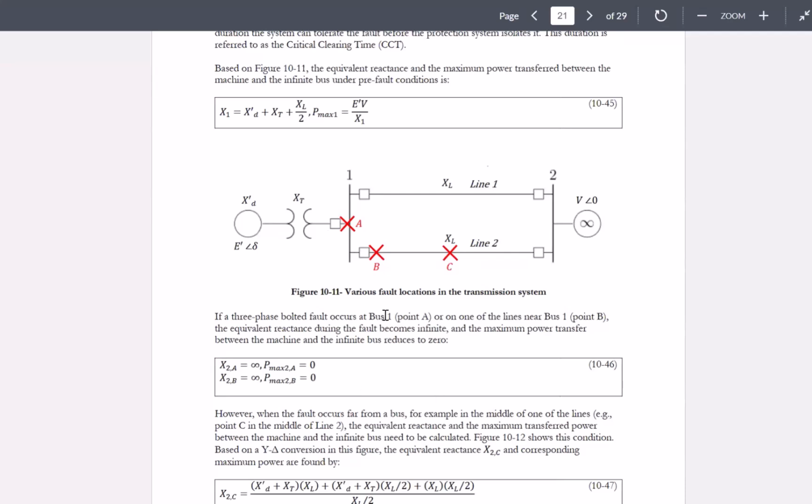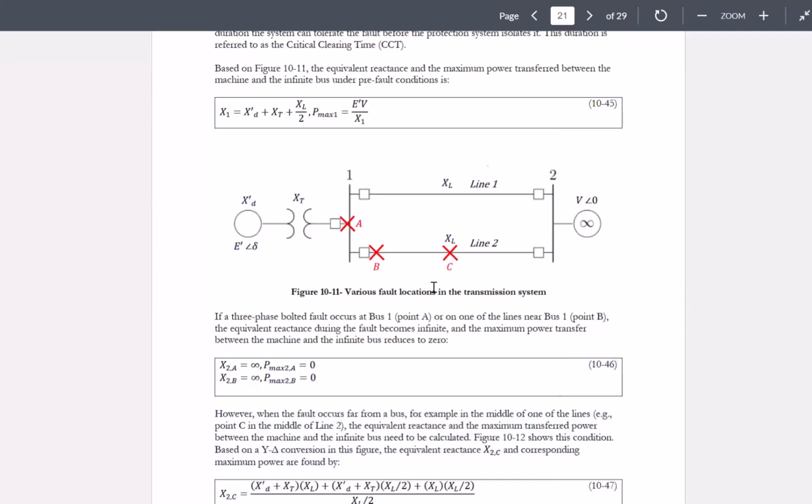So bus 1 is point A, with the fault happening at bus 1, or on one of the lines near bus 1. Close to bus 1 on this line, for example this line 2, at this point, there is no distance really. This is a circuit breaker. Here also at point B, if the fault is happening on one of the lines close to bus 1, under that scenario X2B would be 0 and P max would be 0, okay?